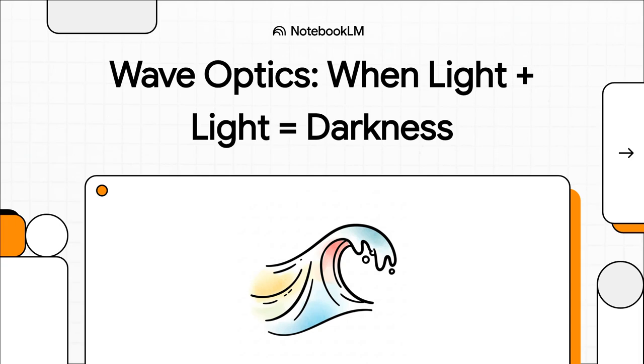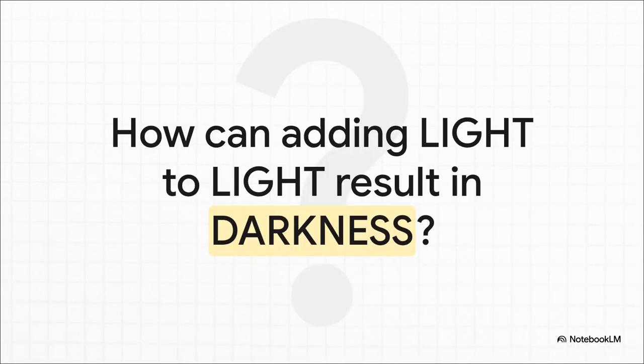All right, today we're jumping headfirst into something that sounds, well, completely bonkers. We're talking about wave optics, a world where the stuff you think you know about reality kind of gets thrown out the window. So let's just get right to it. Here's the question that just breaks your brain a little bit. How can you add light to light and get darkness?